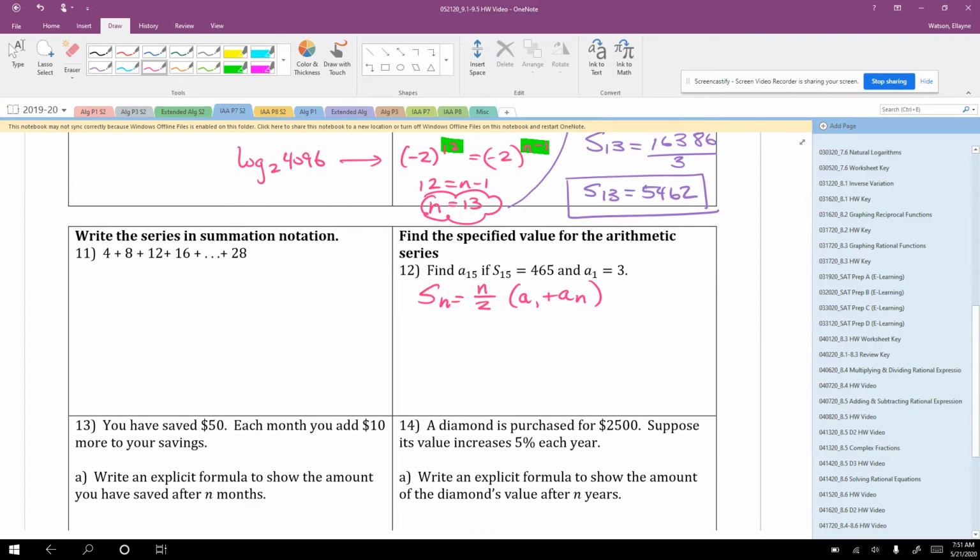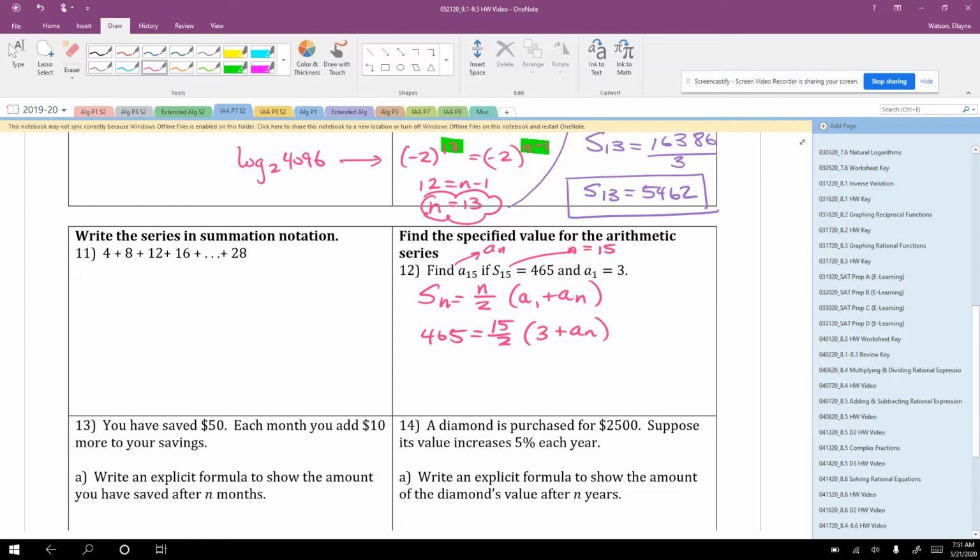So we're solving for a sub 15, which is really a sub n in this case. So what do we know? We know that S of n is 465. We know that n must be 15. So 15 divided by 2 times A sub 1, which is 3, plus A sub n. Okay, go ahead and work that out.